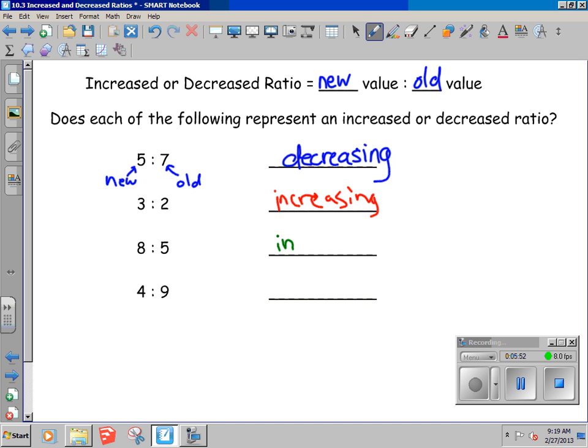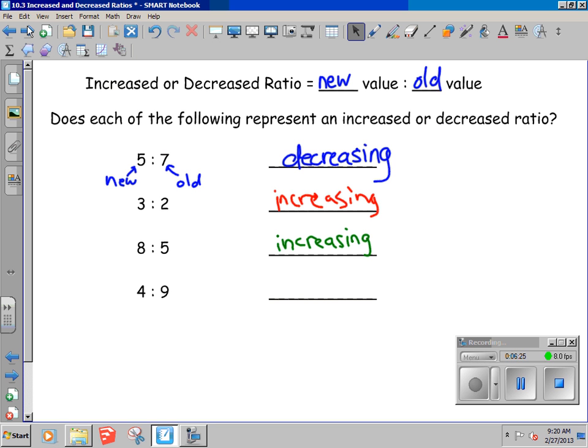So based on the fact that these ratios are always written new to old, you can decide by looking at the ratio whether it is an increased or decreased ratio. 4 to 9: is 4 the new value or the old value? Ethan? The 4 is the new value. The old value was what number? 9. So increasing or decreasing? Decreasing. Good, come write that up there.